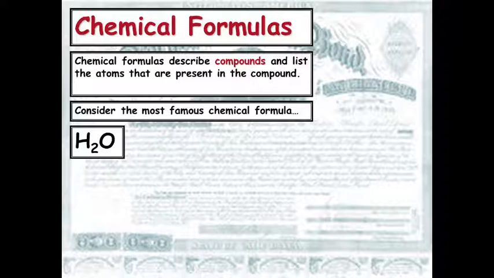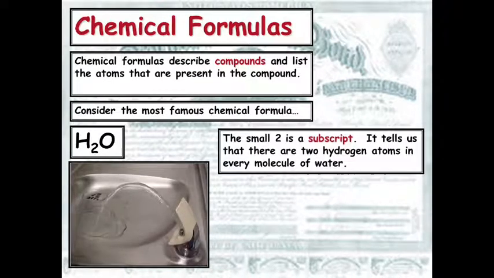Now that little 2 has a special name. It's called a subscript. Subscripts are to the right of an element, and they tell you how many of that element there are. In this case, 2 is to the right of hydrogen, so it says we have 2 hydrogens. There's nothing to the right of the oxygen. Anytime you write an element, we assume that there's one of them there. So we don't have to write a little subscript 1 next to oxygen, but anything more than 1, you do have to write the subscript.